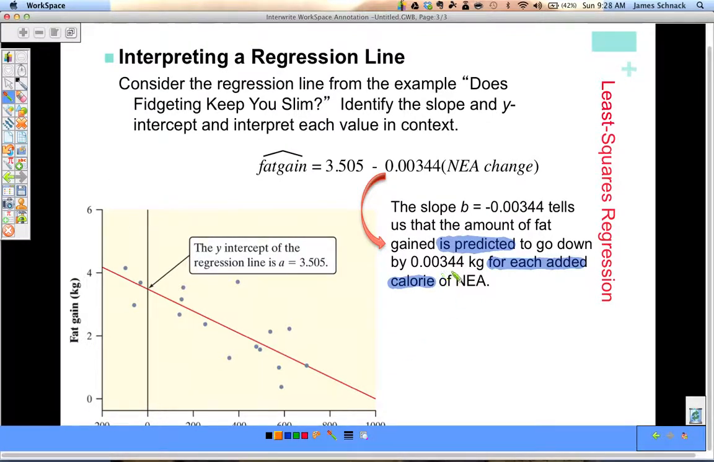So instead of saying the predicted value of y changes, it says amount of fat gained. That's what y really means. Predicted to go down, that's the negative, by that number for each added 1 calorie of non-exercise activity. So you have to use good words. That's what it means when it says in context.